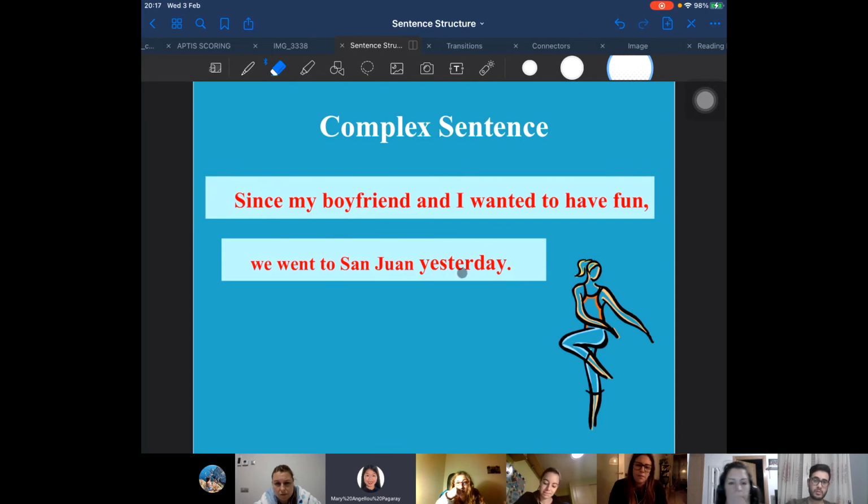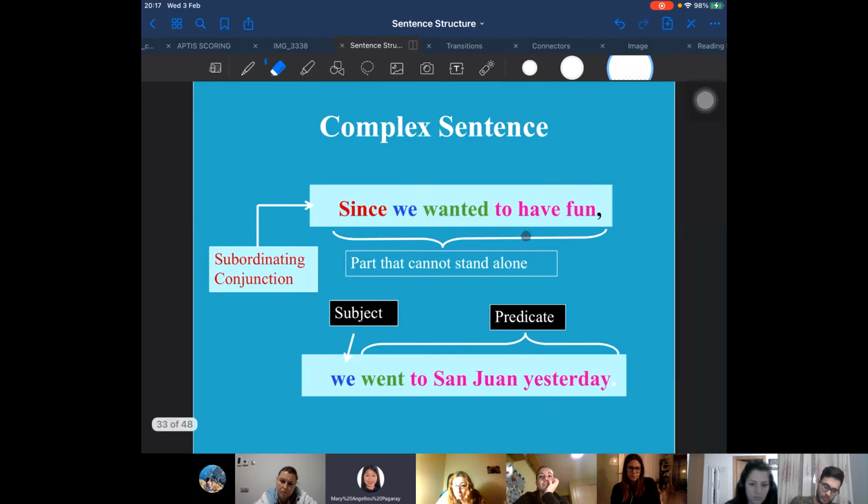Because for example, if I remove "we went to San Juan yesterday," it doesn't make sense after all. And if I only read "we went to San Juan yesterday," it can stand alone. And remember that if the subordinating conjunction is at the beginning, that means after that first clause there should be a comma. And that can give you a hint where the independent clause is. So yeah, this is the graph.